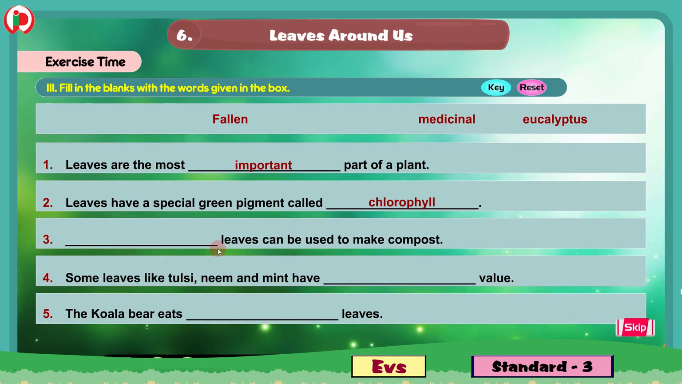3. Dash leaves can be used to make compost. The correct word here is fallen. We will write in the blank fallen. Fallen leaves can be used to make compost.